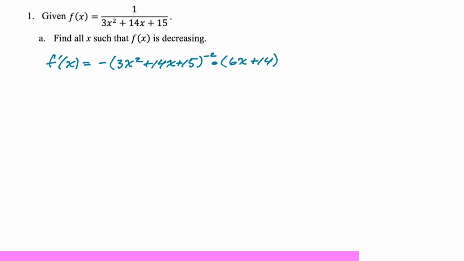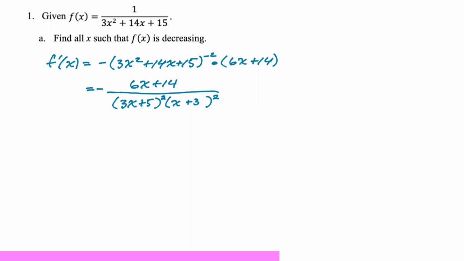All right, we got to rewrite this a little bit. I'm going to factor 3x squared plus 14x plus 15, just so we have a better sense of what's going on here when we try to make a sign chart. So this is negative. That negative is crucial. Don't forget it. Negative, and then we have 6x plus 14 over 3x squared plus 14x plus 15 factors into 3x plus 5 times x plus 3. But since you're squaring the whole thing, you get 3x plus 5 squared, x plus 3 squared.